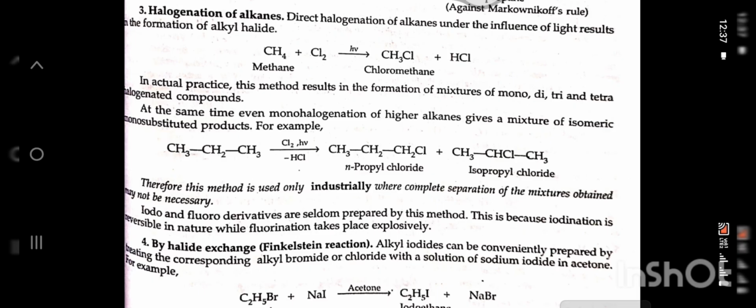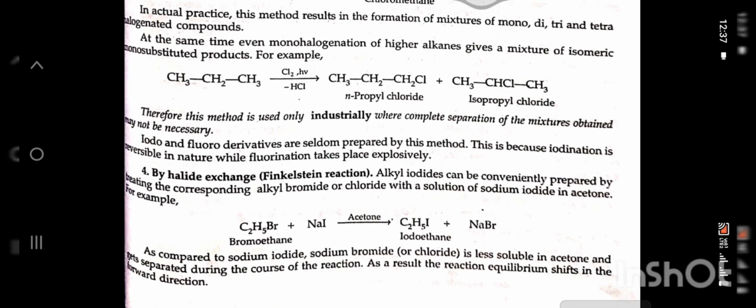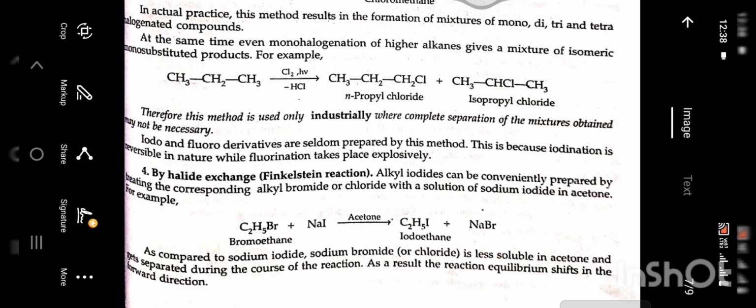Iodo and fluoro derivatives are seldom prepared by this method, because iodination is reversible in nature while fluorination takes place explosively. By halide exchange, the Finkelstein reaction. Alkyl iodides can be conveniently prepared by treating the corresponding alkyl bromide or chloride with a solution of sodium iodide in acetone. For example, bromoethane plus NaI in the presence of acetone gives iodoethane plus NaBr. As compared to sodium iodide, sodium bromide or chloride is less soluble in acetone and gets separated during the course of reaction. As a result, the reaction equilibrium shifts in the forward direction.